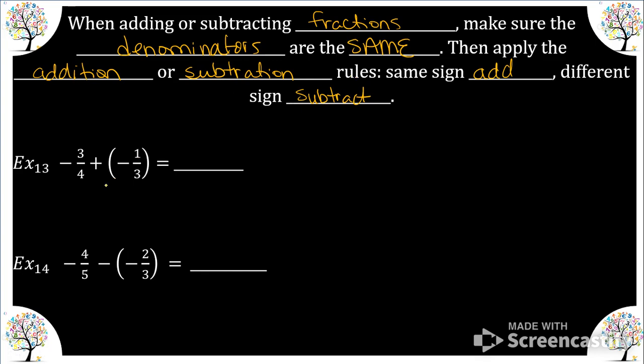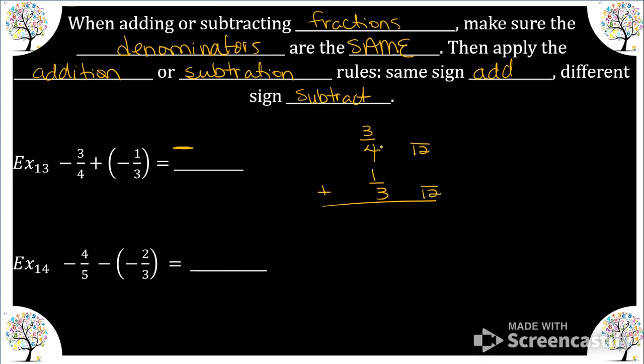Lots going on here. Number 13, we have two negatives being added. So we're going to add these fractions together and apply the negative sign. Let's make some equivalent fractions here. I've already taken care of the negative. I know my final answer is negative, so I'm not going to worry about the negative part in my work here. So the least common multiple for 4 and 3 is going to be 12.